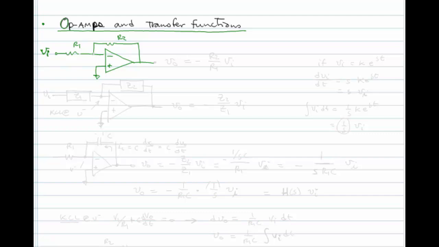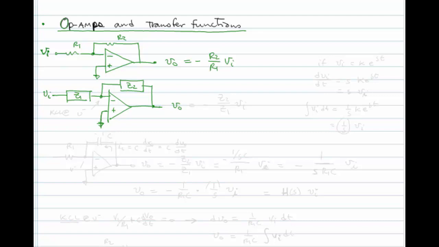a voltage source VI and the output voltage VO, and we know that this Vout is equal to minus R2 over R1 times VI. I want to expand this to a more general topology, where instead of using R1 and R2, I'm going to use Z1 and Z2. So this circuit looks much like the first one, except we have two boxes, Z1 and Z2, instead of R1 and R2.